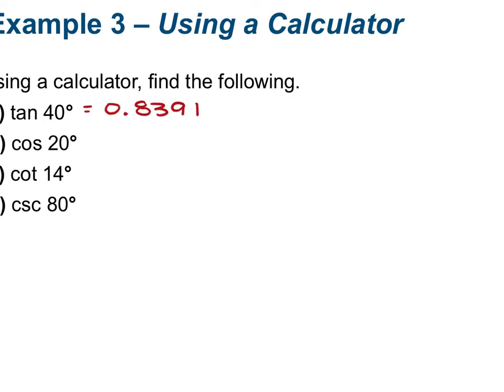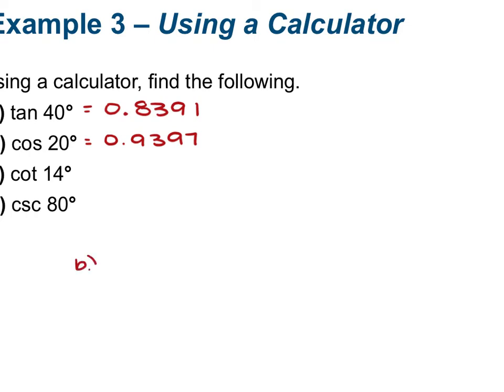Our next example, we have the cosine of 20 degrees. So in your calculator, just type the cosine button, type in 20, close the parentheses, and hit enter. It gives you 0.939692621. Again, with this one, we're going to round to the 4th decimal place, so it's going to be 0.9397.